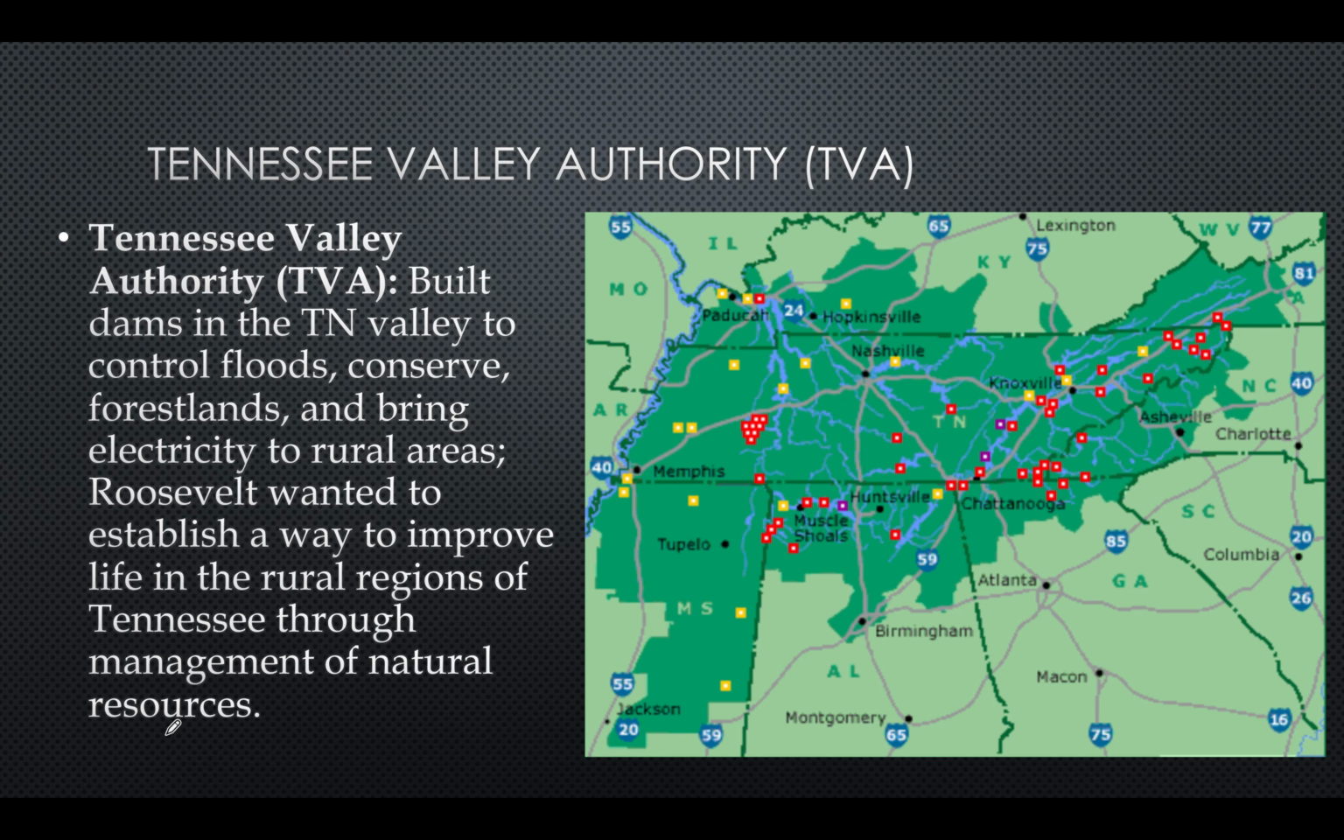Okay. One thing that definitely we should find interesting, the Tennessee Valley Authority, the TVA, was created. And this really was to help the rural areas of Tennessee to make money, okay, to give them jobs. This area right here was very rural, didn't have much industry. So he created the TVA, which is going to manage natural resources. So things like all the different water systems that are going on here. So the TVA controls floods, they conserve, they create forest lands, things like that. And because of this TVA, we're going to bring electricity to the rural areas.